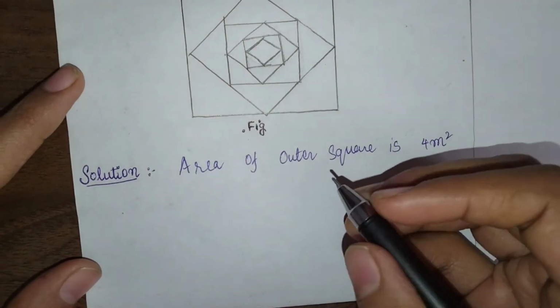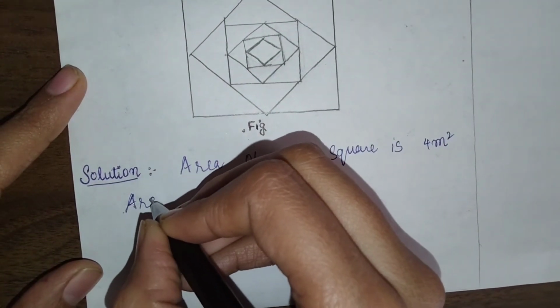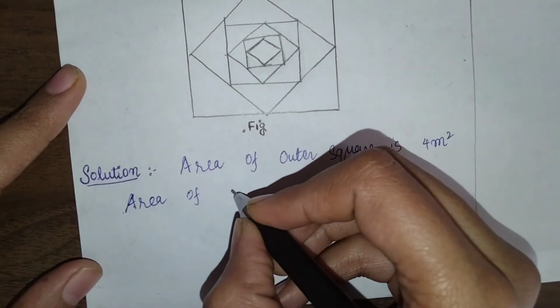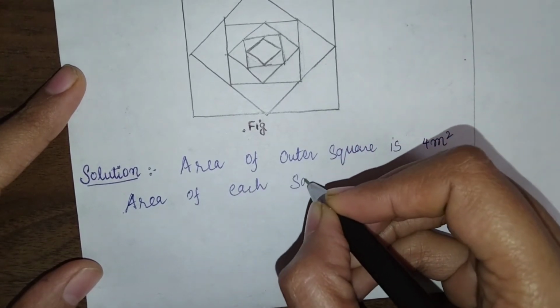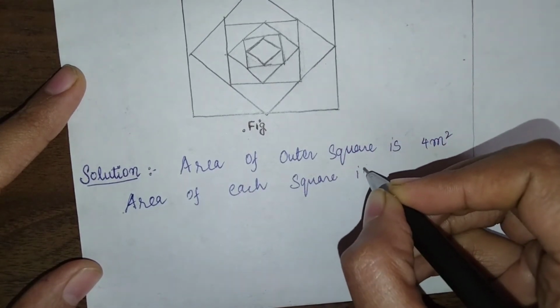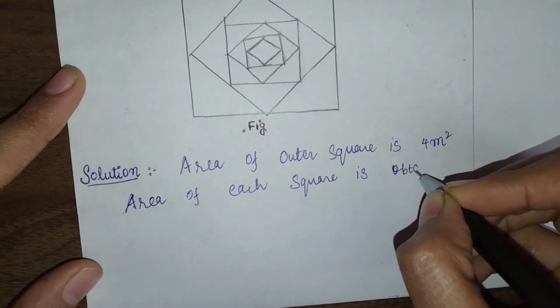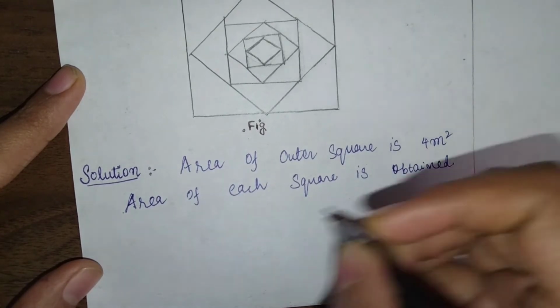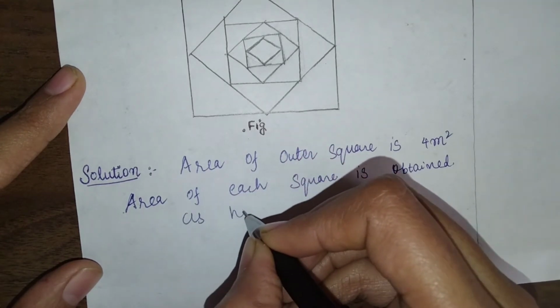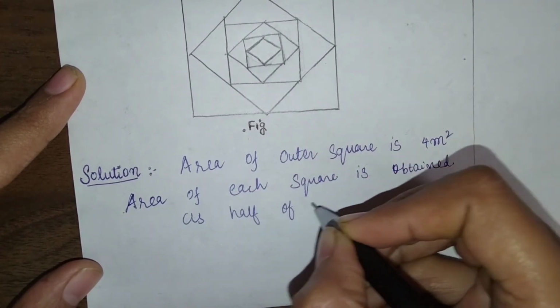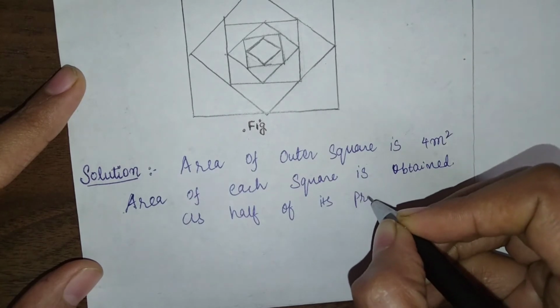So we can write that the area of each square is obtained as half of its preceding one.